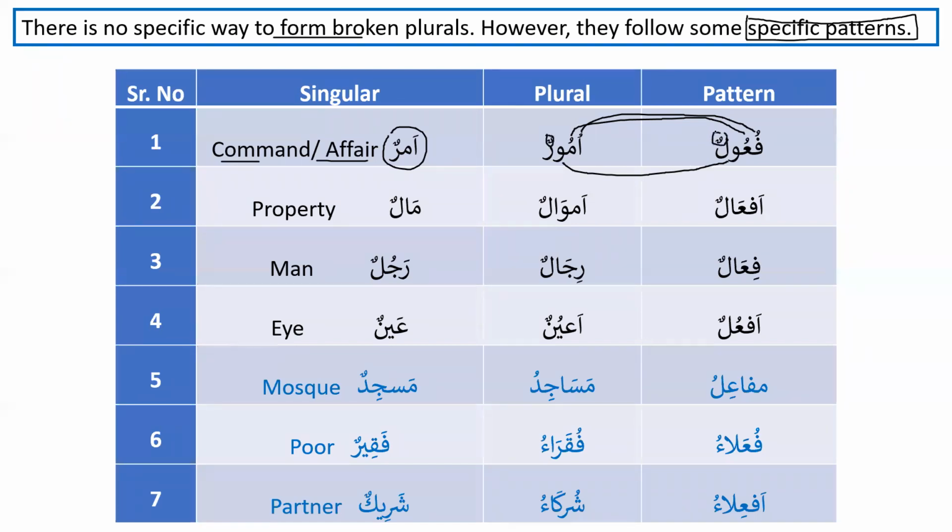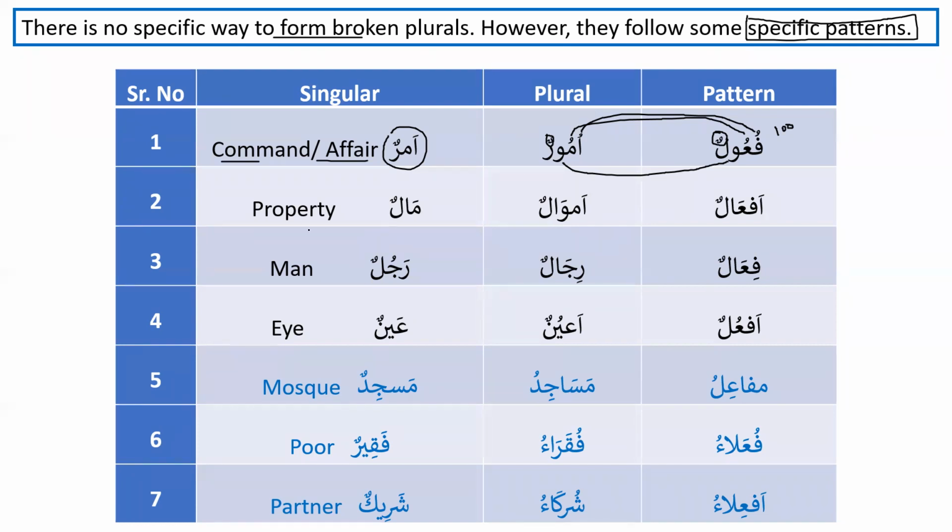So it will be 100% exactly the same. The only thing that will change is the letters. Of course, the letters will change. The spelling, like in English, the spelling changes. Similarly, the letters will change. So this is one of the patterns, amrun and umurun.